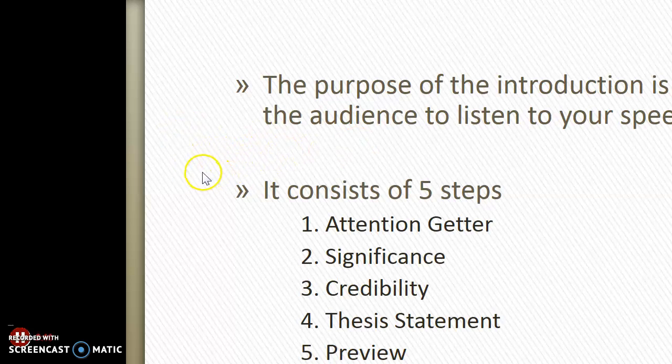A, attention getter. B, significance. C, credibility. D, thesis statement. E, preview. I'm sorry, I misnumbered those, and I apologized, which you're not supposed to do when giving a speech. So we all mess up. When I evaluate this later, I'll say, I got to work on not apologizing. The reason I have it numbered here is so that it helps you remember the 5 steps.